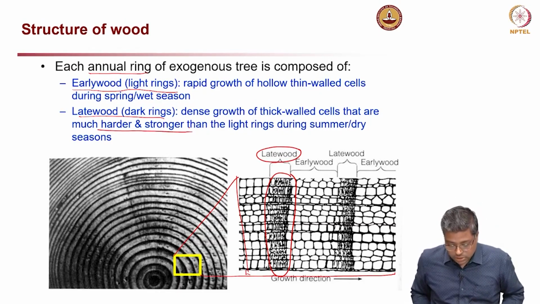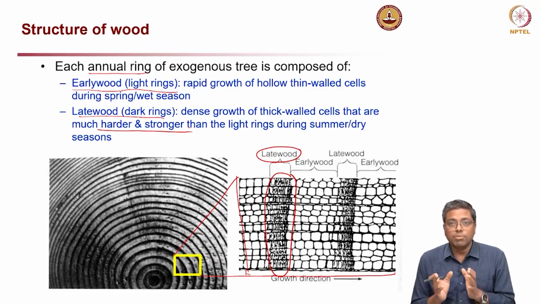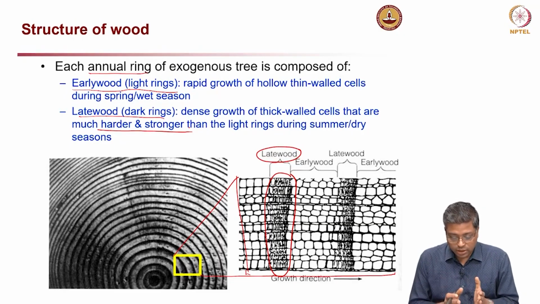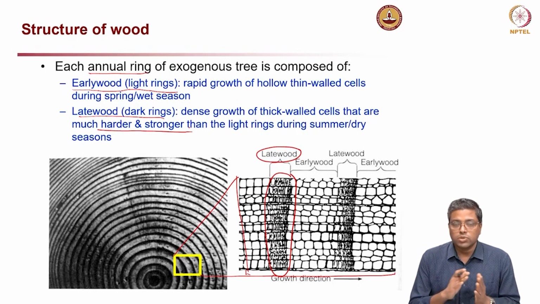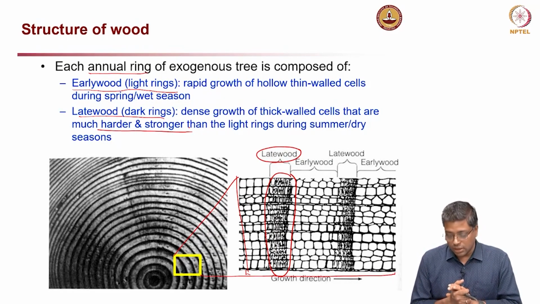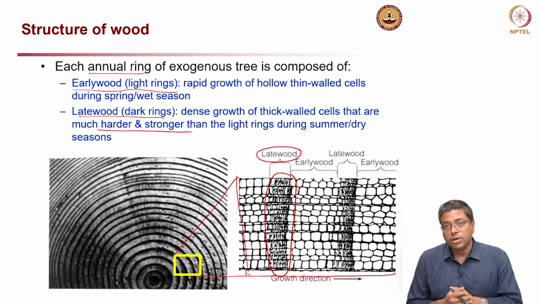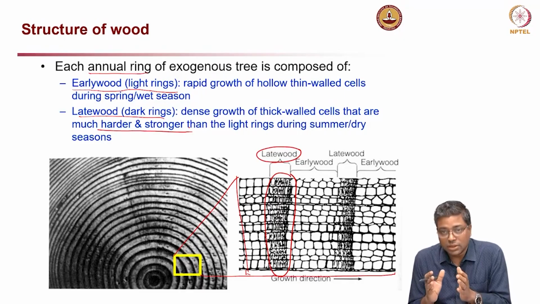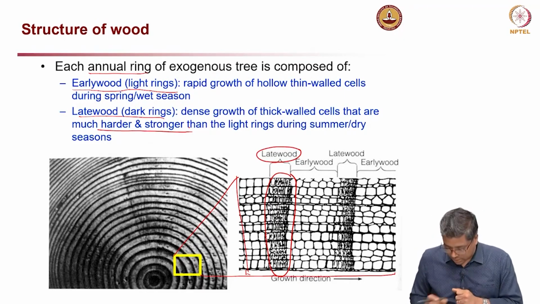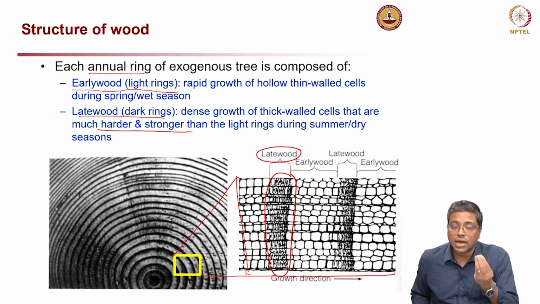Okay. So, this is the main thing to learn about these different rings and the regions of the ring, late wood and early wood: which one is stronger, which one is weaker in comparison, and which is formed at which time of the year. And the reason for the strength is that because you have thick walls, the wall thickness plays a major role, and the size of the cavities also plays a major role.